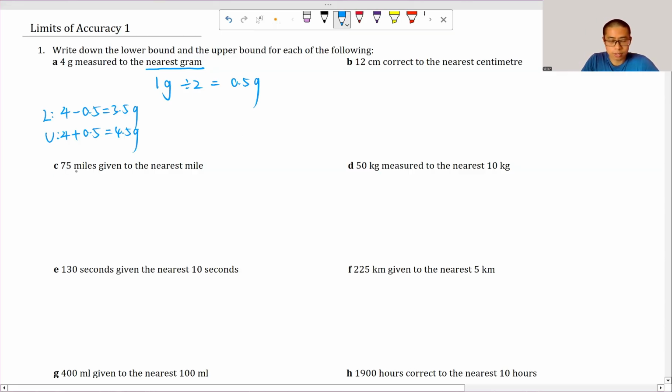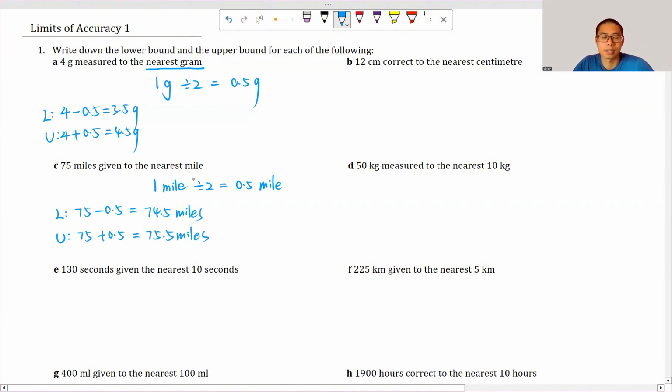Question C. 75 miles given to the nearest mile. So given to the nearest mile is the nearest 1 mile. First, we divide 1 mile by 2, then we have 0.5 mile. Use 75 minus 0.5, which gives us 74.5 miles. This will be our lower bound. And then to find the upper bound, we use 75 plus 0.5. Then we have 75.5 miles. So that will be our upper bound. That's basically how we find the upper bound and lower bound.